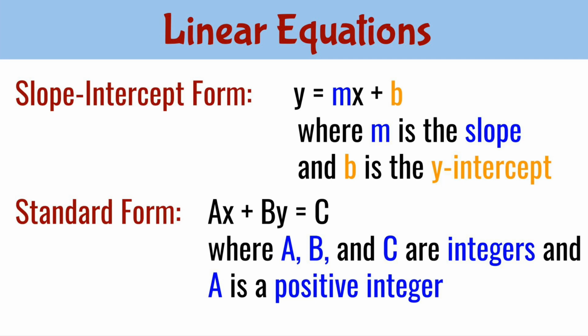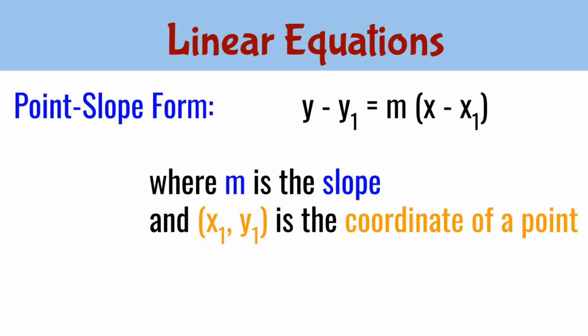Linear equations can be written in different forms. The first one is called the slope-intercept form, or y equals mx plus b. In this equation, m refers to the slope and b is the y-intercept. The second is called the standard form, ax plus by equals c. In this equation, the values for a, b, and c are integers, and a must be a positive integer. And third, the point-slope form, y minus y1 equals m times the quantity x minus x1. In this equation, m is the slope, and x1, y1 is the coordinate of the given point.